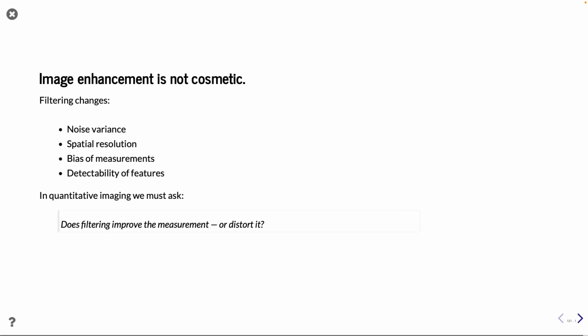And otherwise, it's important also to know that filtering changes the noise variance, so it usually improves the signal-to-noise ratio. It also changes the spatial resolution, and could be changing a bias in the image. With this change of spatial resolution, it also changes the detectability of features. So be sure, if you want to do some quantification, that the change of the filter actually improves the image, or does it distort it to something that biases your conclusions?